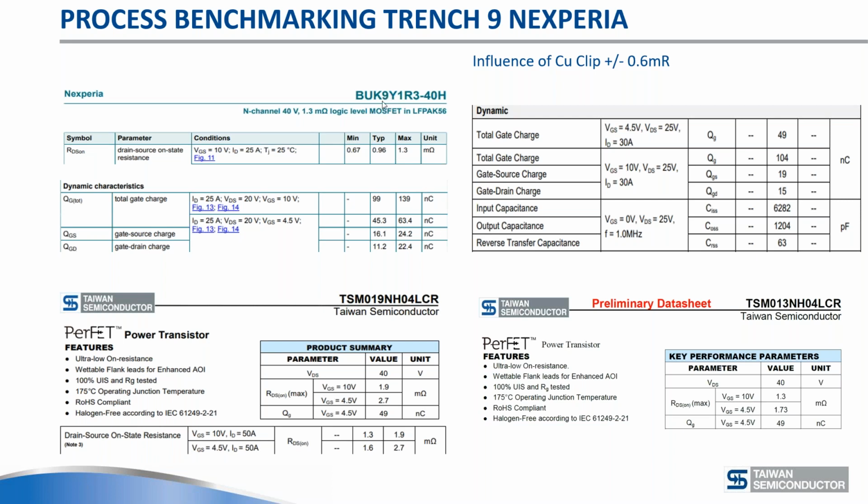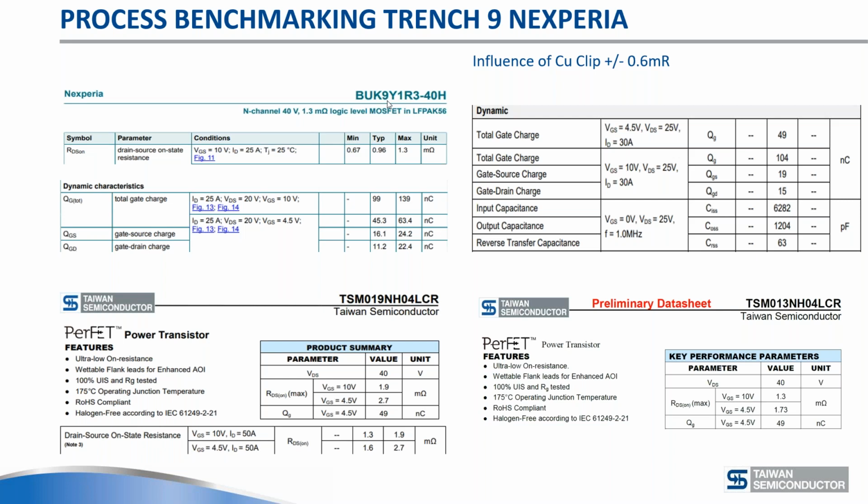NEXPERIA is the easiest one to see which generation they use, because they actually use it in their part names. The other ones, especially onsemi, it's virtually impossible to find. They have a complex part numbering system. You can't easily find out which generation they're using. I chose NEXPERIA because it's the easiest.